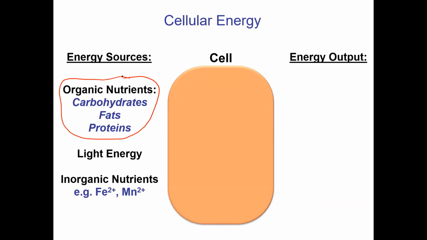Our main food sources as animals are carbohydrates, fats, and proteins. If you're a plant, your main energy source, of course, is going to be light energy, and there's a variety of other things that can be used if you're some sort of a lithotroph, which is some bacteria consuming things like iron and whatnot. So the main one, since we're an animal, we want to look at these.